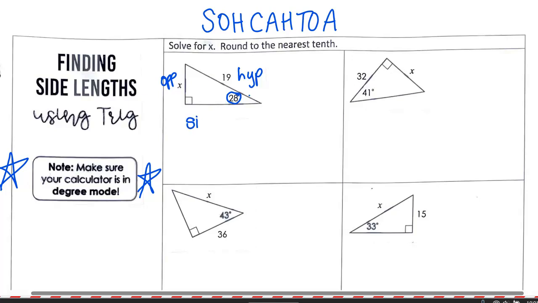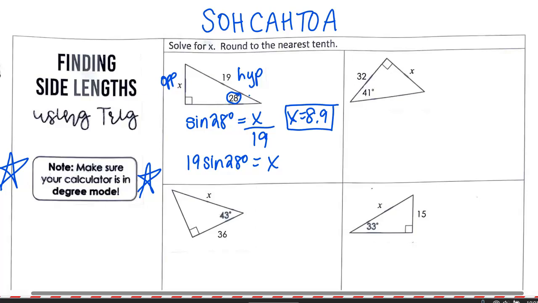So we're going to do sine of 28 degrees is equal to our opposite, which is x, over our hypotenuse, which is 19. And now we're going to solve for x. So we're going to multiply both sides by 19. We get 19 sine of 28 degrees equals x. You are just going to type that right into your calculator. So there's a sine button on your calculator. You're going to go 19 times sine 28, hit enter, and you should get x equals 8.9. It is that easy.